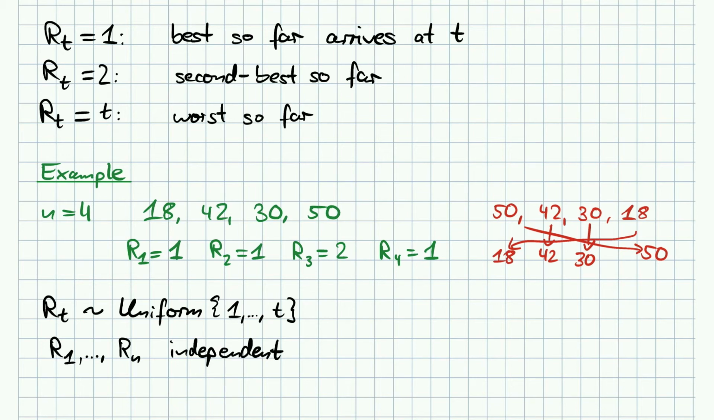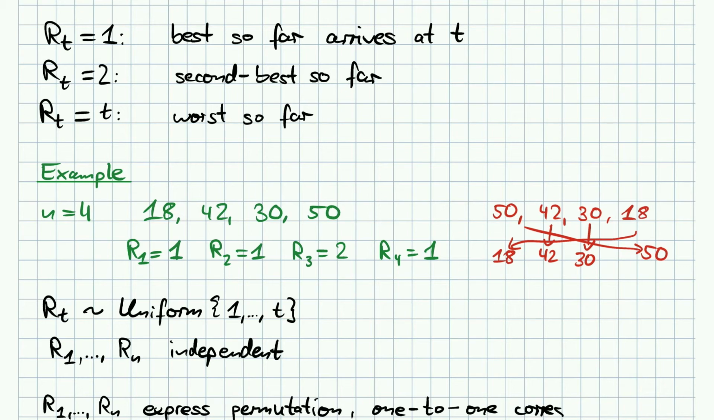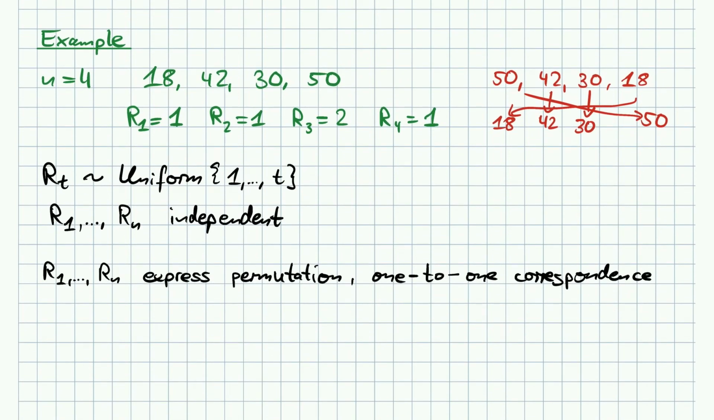So R1 through Rn express the permutation. There is a one-to-one correspondence between permutations and relative rank vectors.